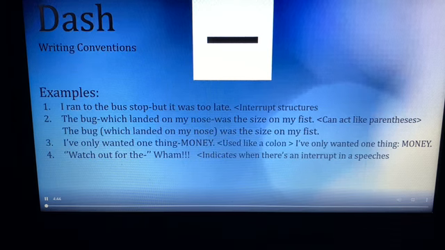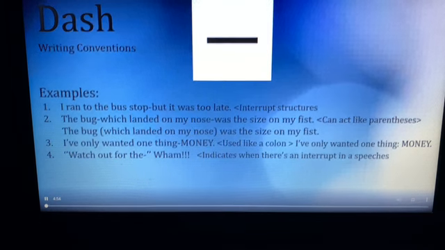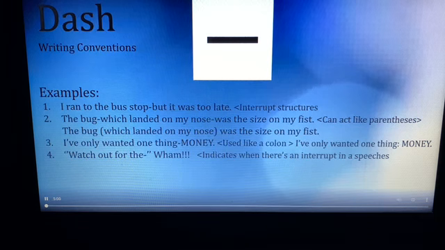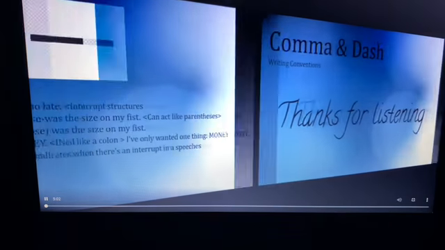And the fourth one, the last one, is to indicate when there's an interruption in a speech. So watch out for, dash, and then it interrupts, wham. So like he got hit by a bus or something, I don't know. It got interrupted, so I don't know. And really, that's all it is for the dashes and commas.